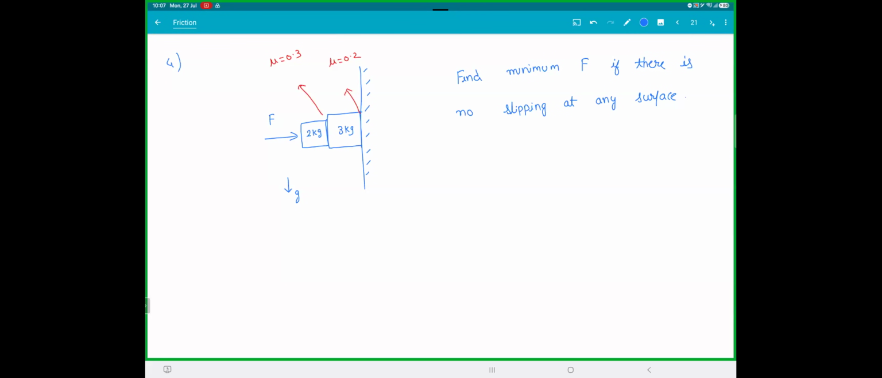Hmm. That looks too less actually. Not sure though. 66.7. I don't know. Let's see.